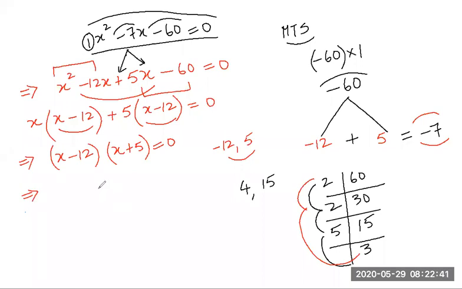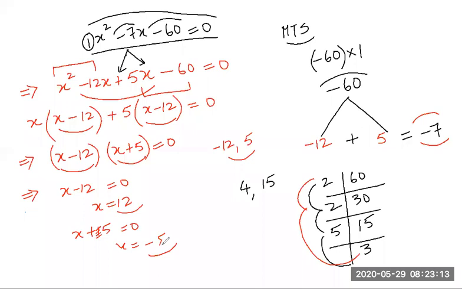So now you have this first term and this second term. Multiplication is 0. What does it mean? Either x minus 12 is equal to 0, so x is equal to 12. Very right. Then x plus 5 is equal to 0, so x is equal to minus 5. X is either 12 or minus 5.